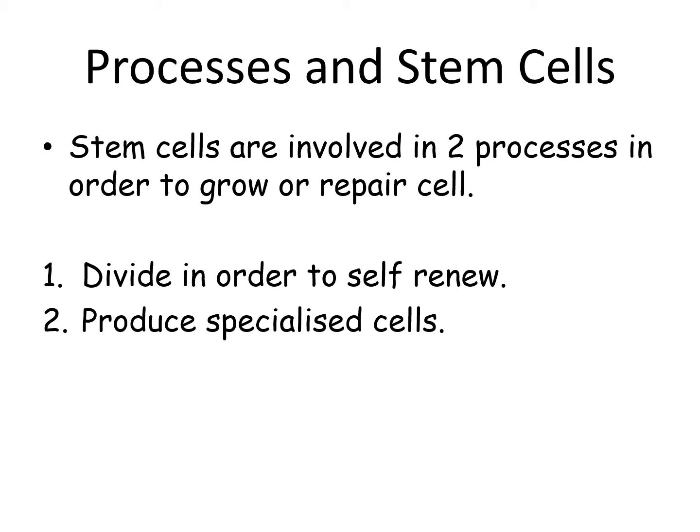In order to help cells grow or repair, stem cells can go through two different processes. They can divide in order to self-renew. So by that we mean they can make more stem cells. Or they can differentiate to produce specialised cells. So they can make these specialised cells such as red blood cells, skin cells, liver cells. And it's through a process called differentiation.